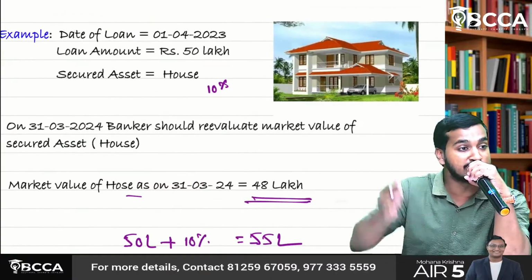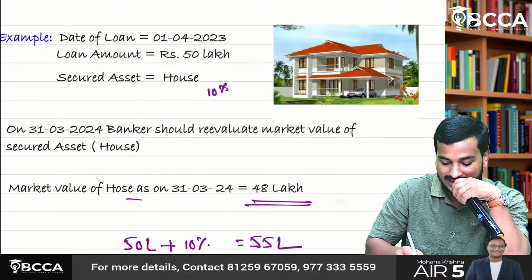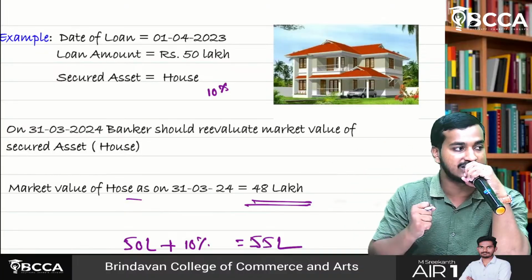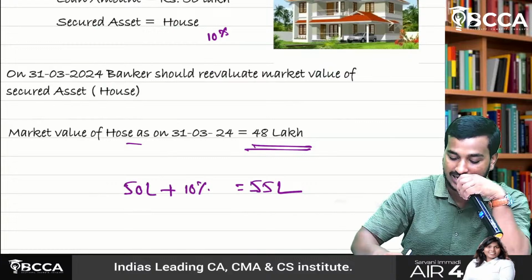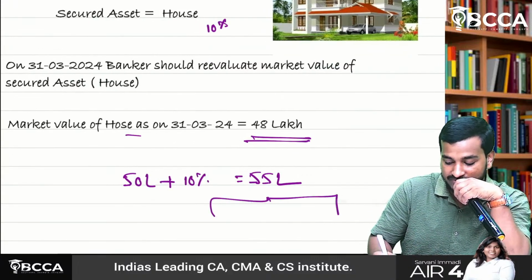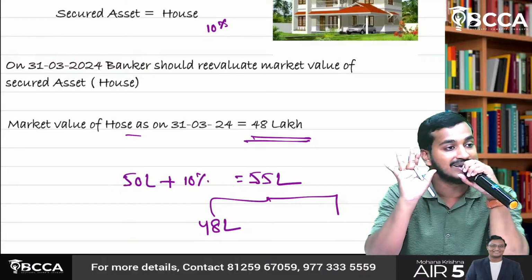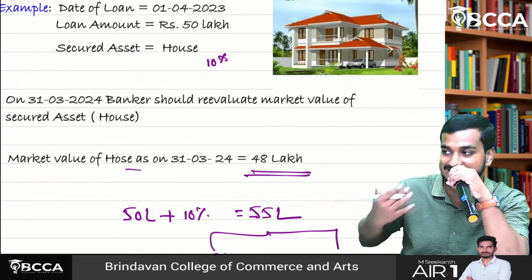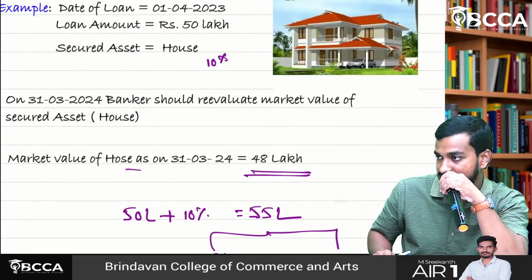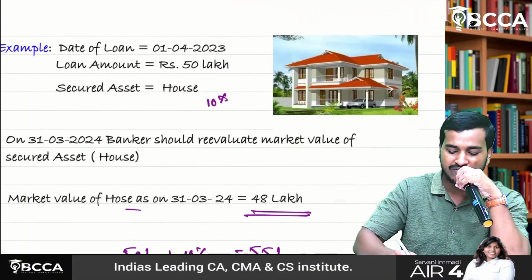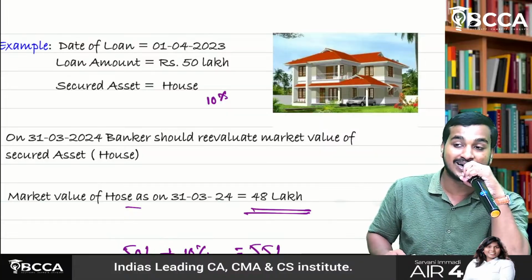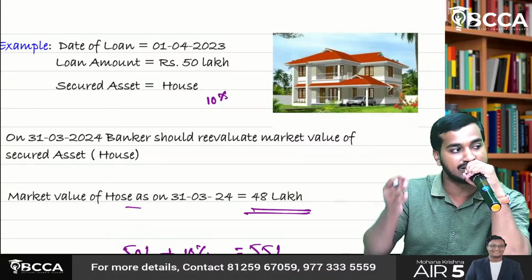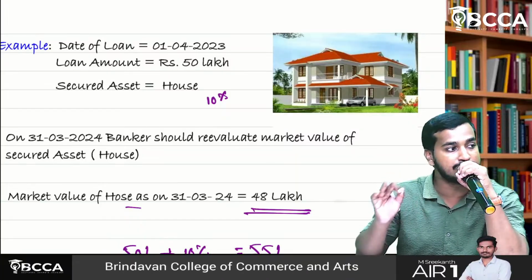But what is the security of your customer? 48 lakhs. If a customer is unable to pay, we will acquire that asset and sell it in the open market. We will get only 48 lakh. Out of this 55 lakh, we will receive only 48 lakh. Of course, the customer will pay, that is no problem. But you have to revalue your assets at each and every balance sheet date. If he is a good customer, no need of security as well, he will pay on time. But what the Banking Act says is, whatever security is there, you have to revalue it at each and every balance sheet date.